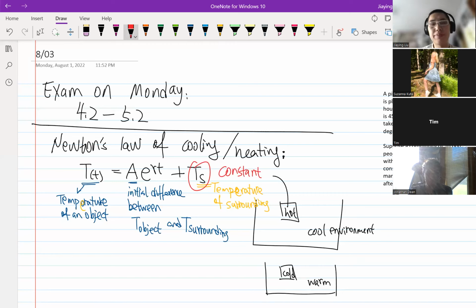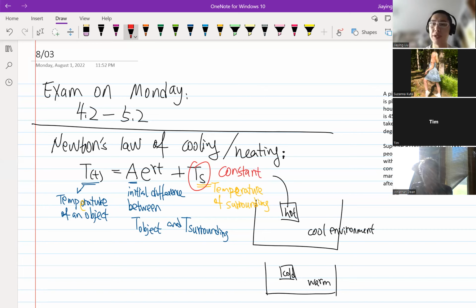Now here we have an exponential decay or growth of the temperature. So here there's an e to the RT. You can think about R like the temperature decaying rate or temperature rising rate. All right, does that kind of make sense? And then we're going to look at an example on how to use it.